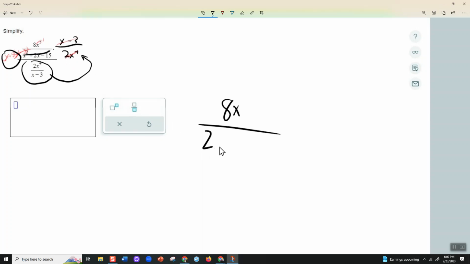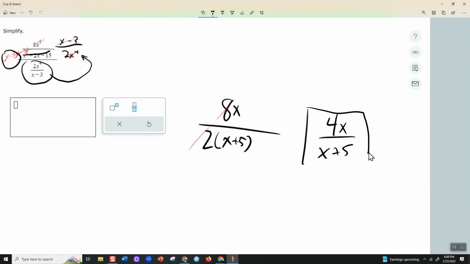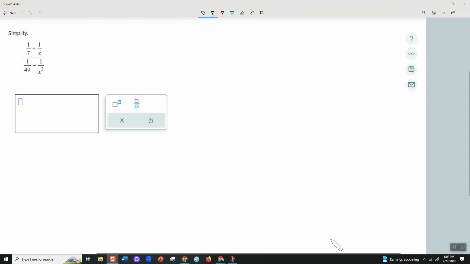Oh, but I can reduce that even more. So x plus 5, and the 8 over 2 can reduce to 4 over 1. So I've got 4x over x plus 5. Hey, it's actually kind of clean this time. I like that. 4x over x plus 5. OMG, this looks so awesome.